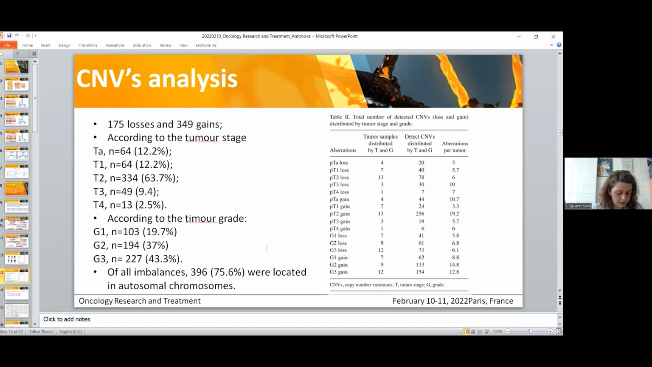Additionally, the number of aberrations was the highest for T2 stage tumors and the lowest for T1 muscle non-invasive tumors. Detected aberrations were distributed according to tumor grade as follows: 19.7% in G1, which is the better differentiated tumor, with better prognosis for the patient, 37% in G2 and 43% in G3, so with high potential to invade. The total number of aberrations in G3 tumors was more than twice as high as that in tumors of the lowest grade, G1.